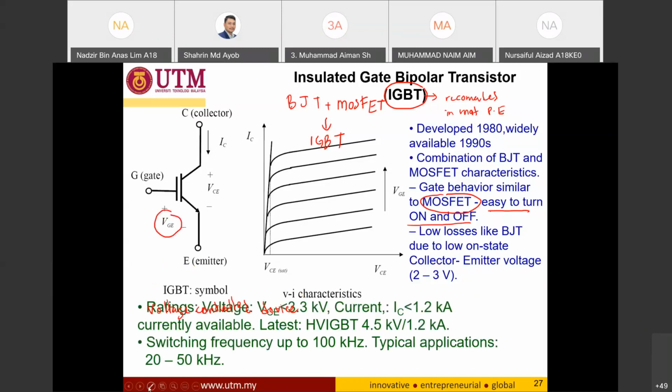And the rating, as you can see here, is quite high. The rating is around maybe 3.3 kilovolts, and the current can also be very high. The latest technology is the high voltage IGBT, which can be obtained in the range of 4.5 kilovolts, 1.2 kiloamperes. The switching frequency is also high. A typical application for this IGBT is from 20 kilohertz to 50 kilohertz. So I can say that this IGBT is actually in the middle range of power electronic devices.